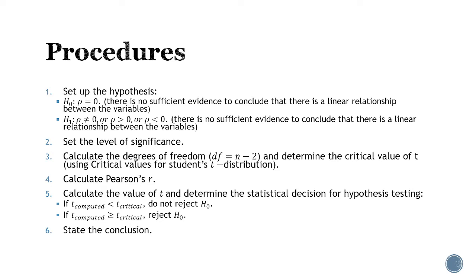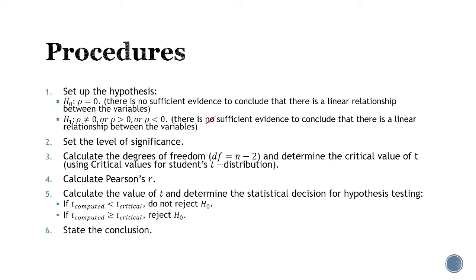So for the null hypothesis, rho equal to 0 simply says that there is no sufficient evidence to conclude that there is a relationship between variables, and by variables I mean our paired variables. And for our alternative hypothesis, there is no sufficient evidence. Ay, baliktad. It should be the other way around.